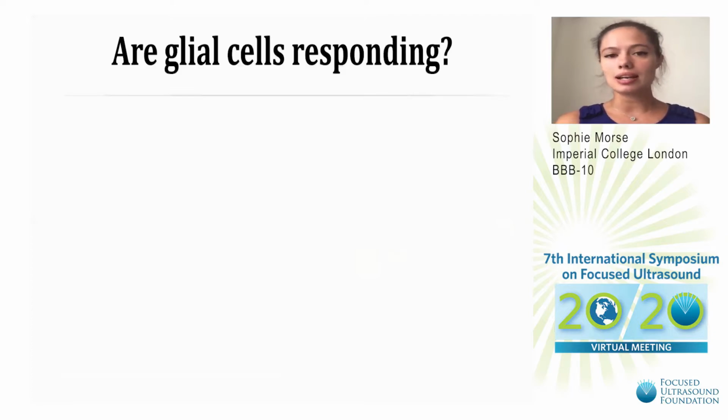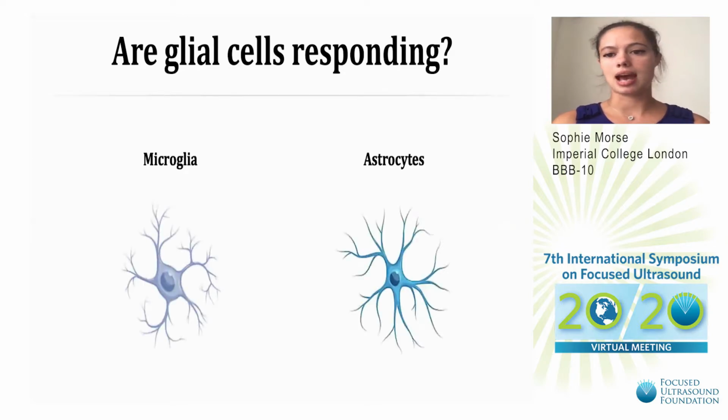Now, in terms of the glial cells, the immune cells of the brain, are they responding or not to what we're doing? I'm looking here at microglia and astrocytes. These immune cells of the brain, they are both involved in removing any unwanted compounds from the brain, such as our model drug. But what they also do is, if there's inflammation in the brain, they become activated. And what they do is they change their morphology.